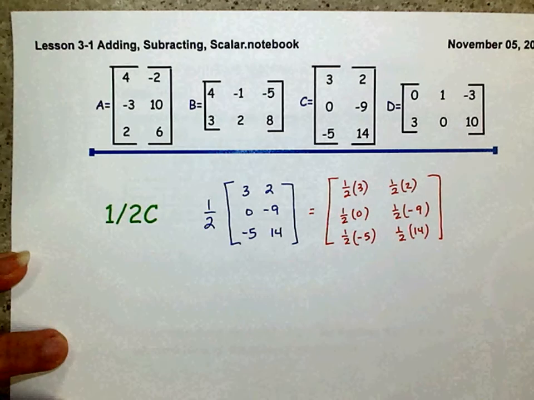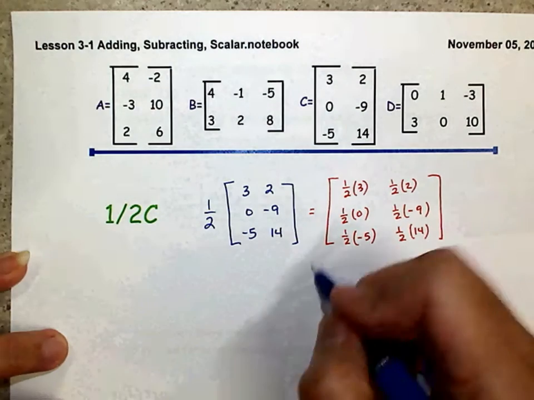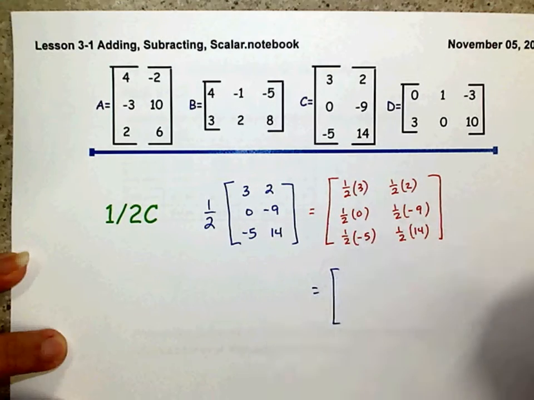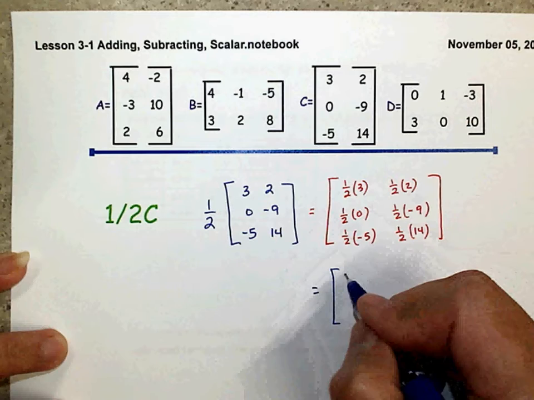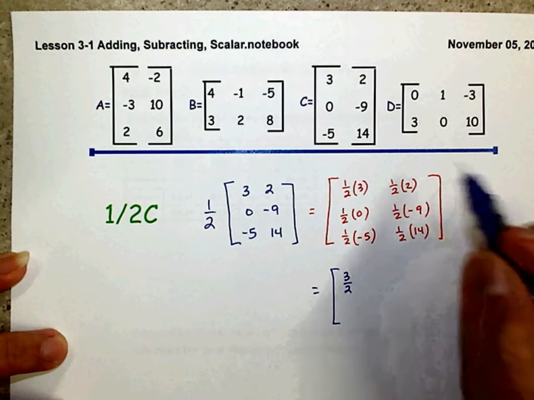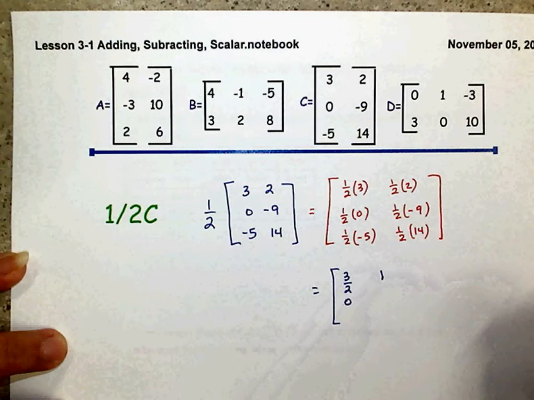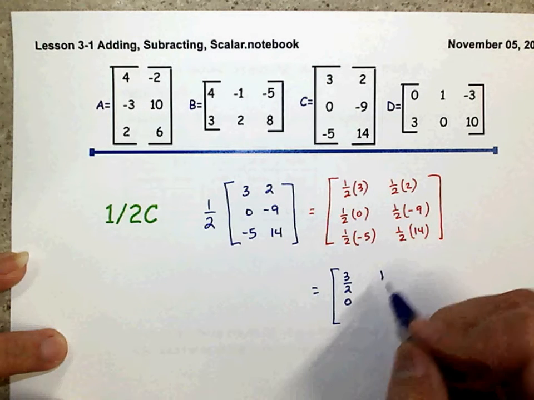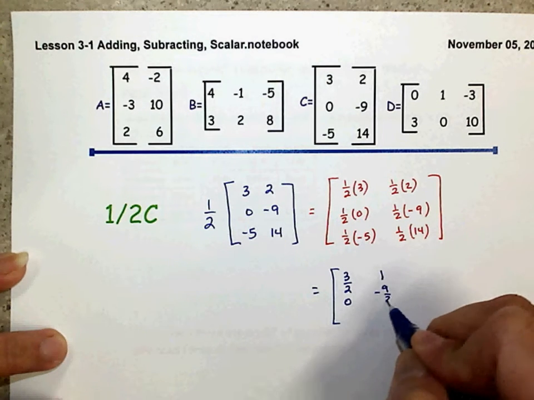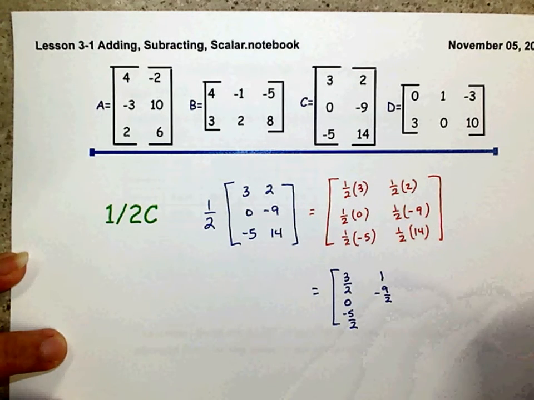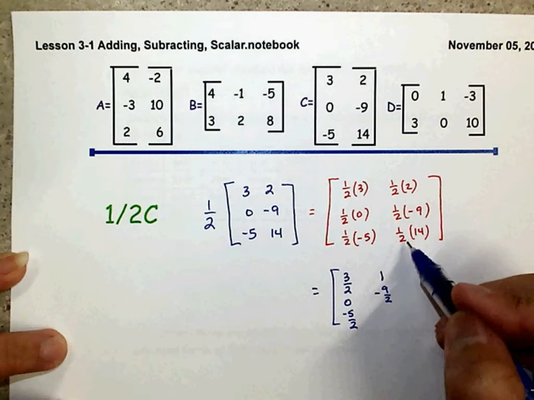Okay. Now you're just going to multiply 1/2 times all those numbers. So 1/2 times 3 is 3 over 2. 1/2 times 2 is 1. 1/2 times 0 is 0. 1/2 times negative 9 is negative 9 over 2. 1/2 times negative 5 is negative 5 over 2. Maybe I should have made that bigger. 1/2 times 14 is 7.